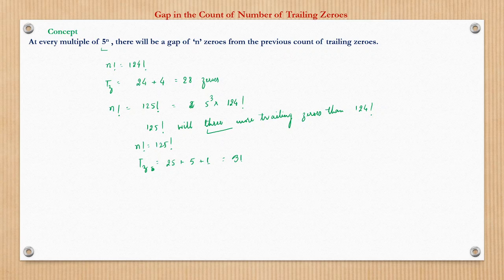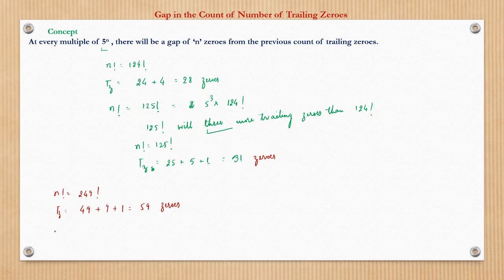Now let's see another example, just to build upon the same concept. Now if n factorial is 249 factorial, so what would be tz? Tz is nothing but 249 by 5, which is 49, plus 49 by 5 is 9 times, plus 9 by 5 is 1 times. So it becomes 59 zeros.